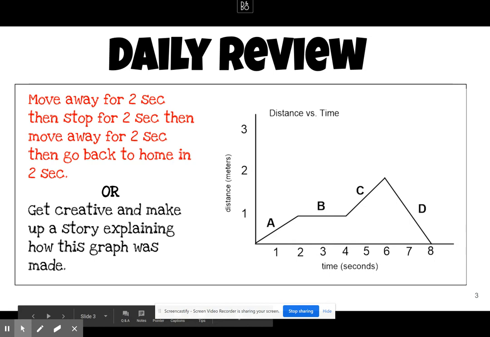All right, so how I would describe it is for line segment A here, I'm moving away for 2 seconds. And then I'm stopped for 2 seconds. And then I'm moving away again for 2 seconds. And then now for D, I'm going back home in 2 seconds.